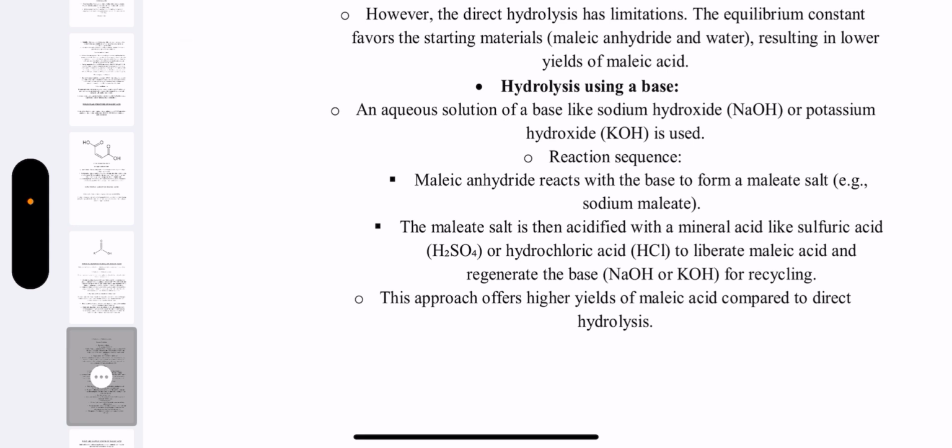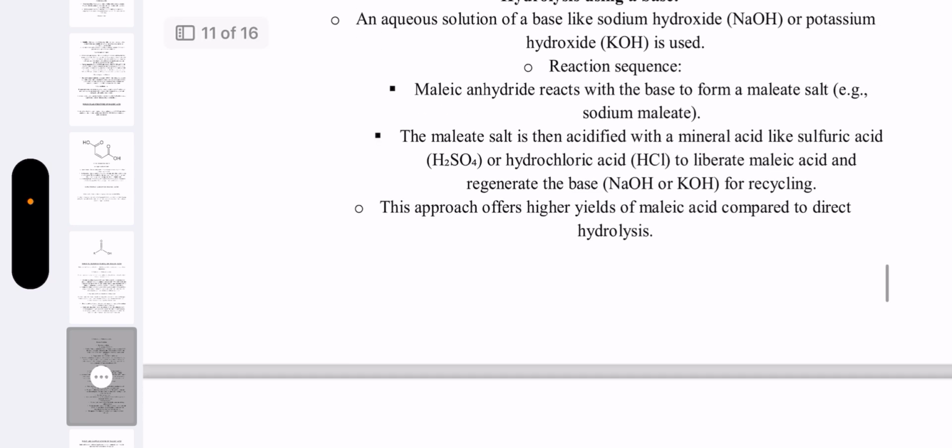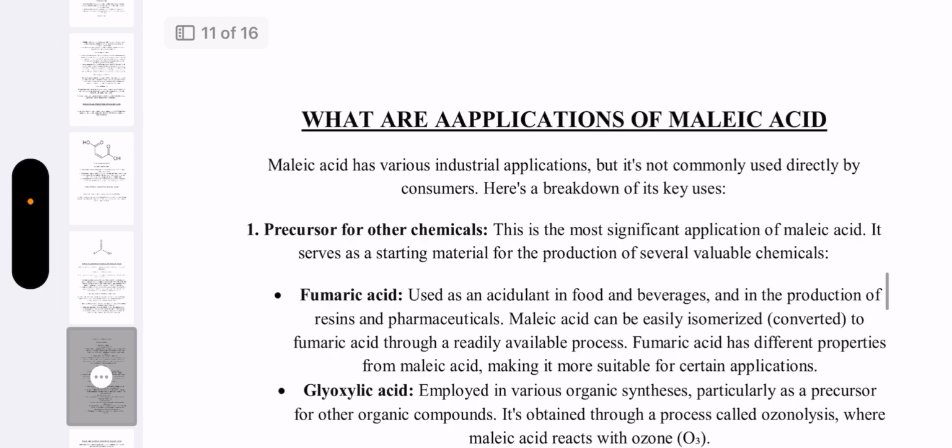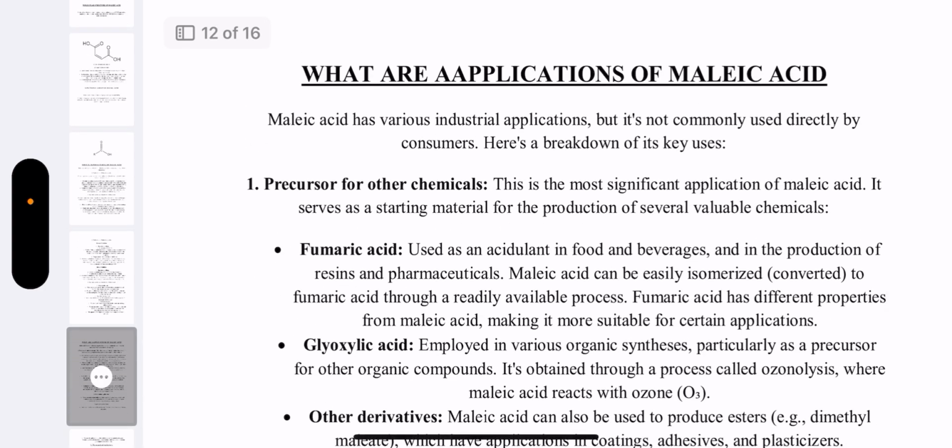Hydrolysis using a base, a solution of a base like sodium hydroxide or potassium hydroxide, is used. Reaction sequence: malic anhydride reacts with the base to form salts like sodium malate. This is then separated with an acid like sulfuric acid or hydrochloric acid to separate malic acid and the base for recycling. This offers a higher yield of malic acid compared to direct hydrolysis. Next, the applications of malic acid.